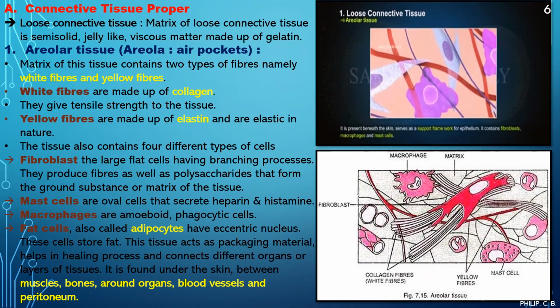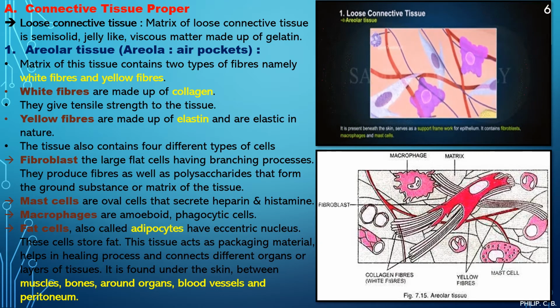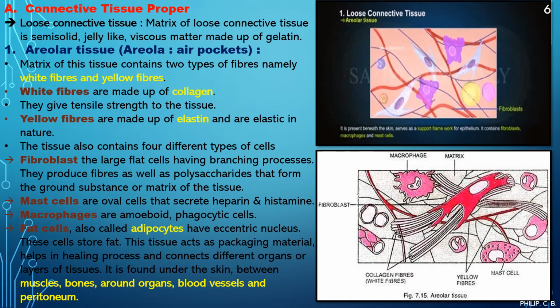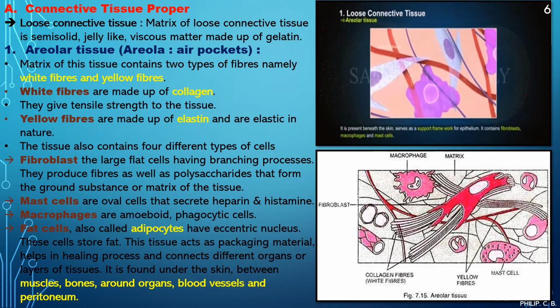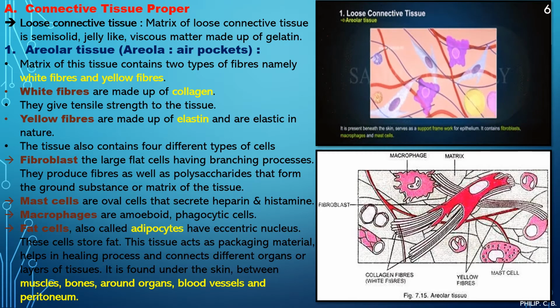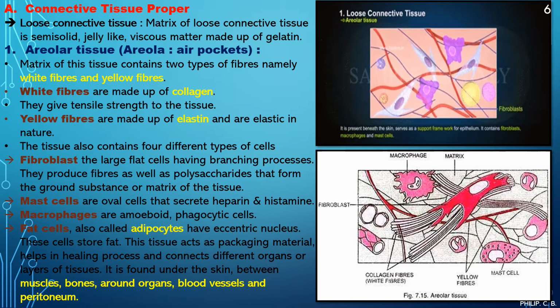Further, the individual parts, that is first one, connective tissue proper. Now in connective tissue proper, as we learned, there is loose connective tissue. The matrix of loose connective tissue is a semi-solid, jelly-like viscous matter made up of gelatin. That is why it is semi-solid or jelly type.